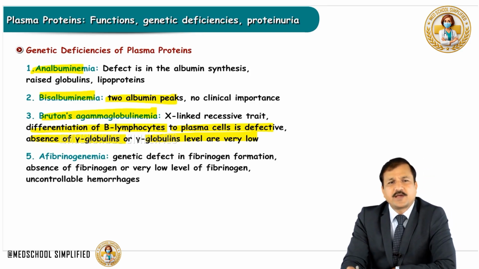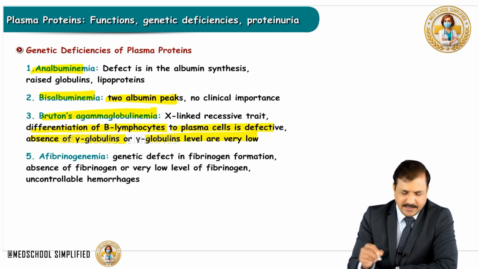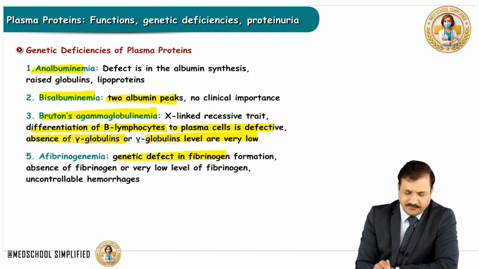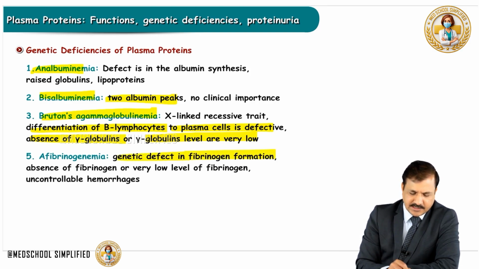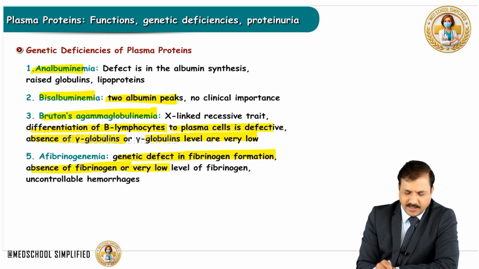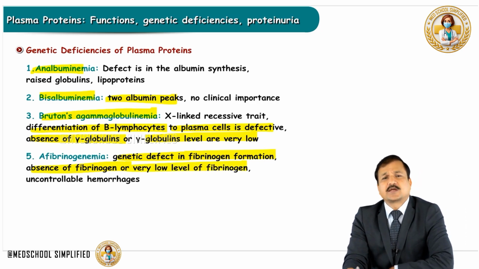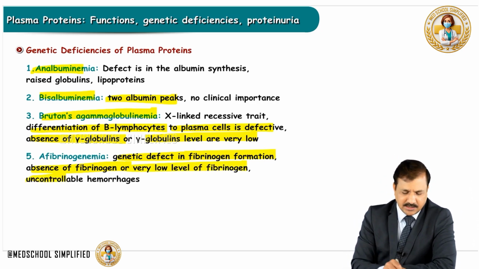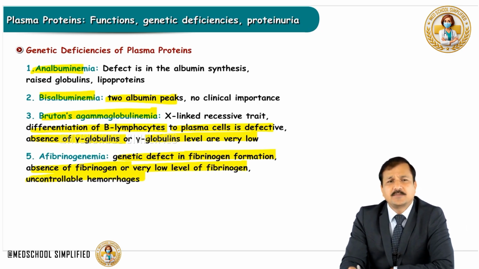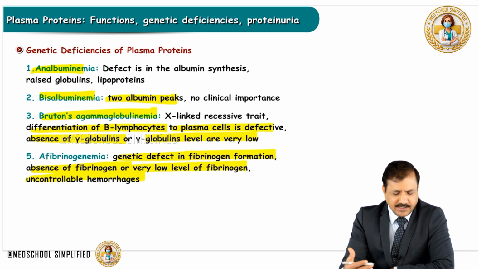Coming to afibrinogenemia. It is a genetic defect in fibrinogen formation where there is absence of fibrinogen or very low fibrinogen is present. Because of this, there will be uncontrolled hemorrhage going on in the body. So these are some of the genetic deficiencies of plasma proteins.